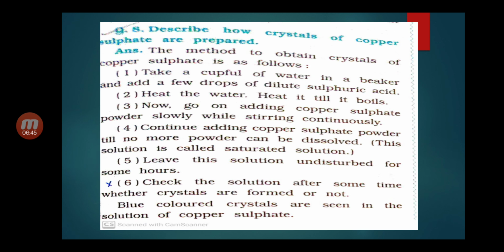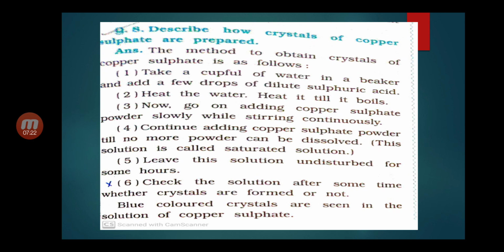Now at last, describe how crystals of copper sulfate are prepared. The method to obtain crystals of copper sulfate is as follows. Take a cupful of water in a beaker and add a few drops of dilute sulfuric acid. Heat the water. Heat it till it boils. Now go on adding copper sulfate powder slowly while stirring continuously.